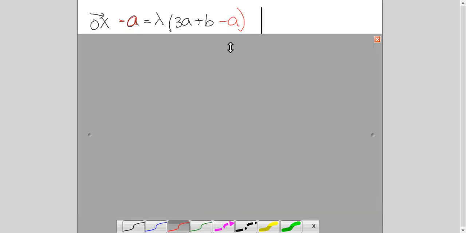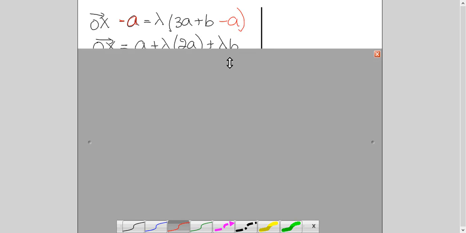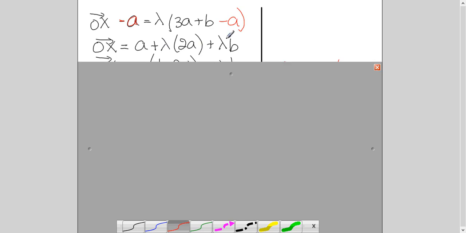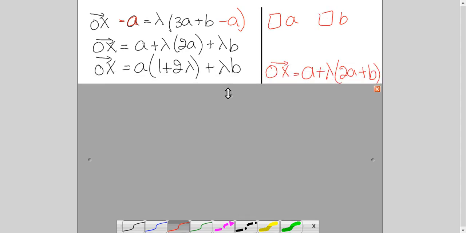And I have to find out OX in terms of lambda, A and B. So I need to simplify it further. Simple calculation, vector A and B are my main vectors, which are non-parallel. So I will write terms in terms of A and B. So whatever is the coefficient of A and whatever is the coefficient of B.